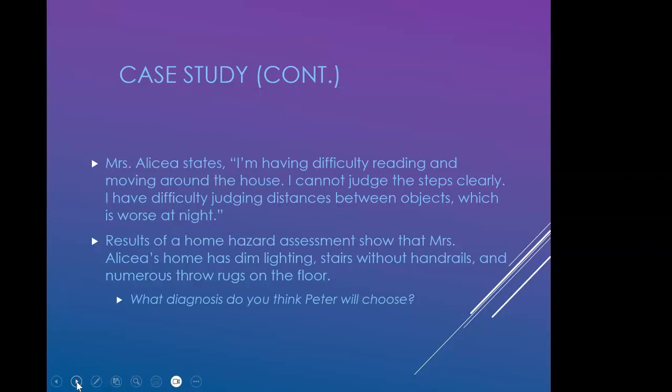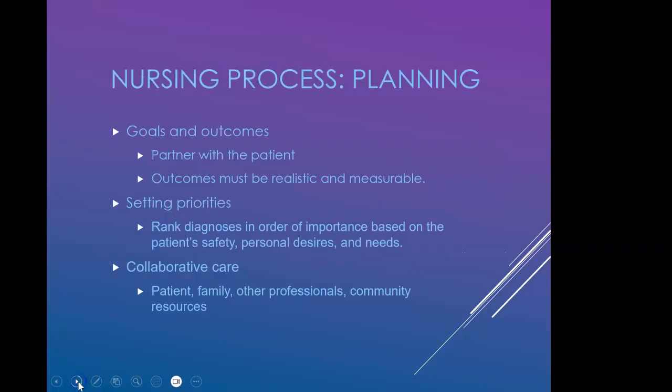Results of a home hazard assessment show that Mrs. Alicia's home has dim lighting, stairs that don't have handrails on them, and numerous throw rugs on the floor. See, and that's how Peter, the nurse, came up with risk for injury. So then you're going to plan, because we're doing our nursing diagnosis, the goals and outcomes.